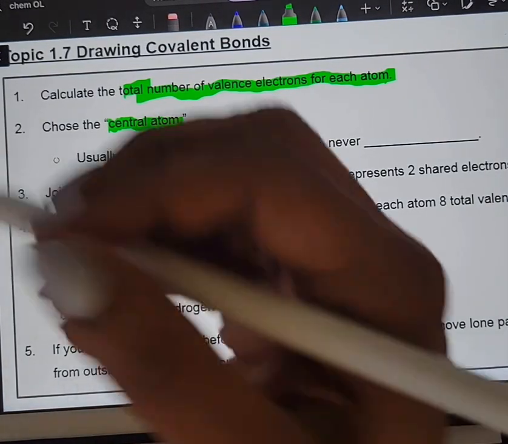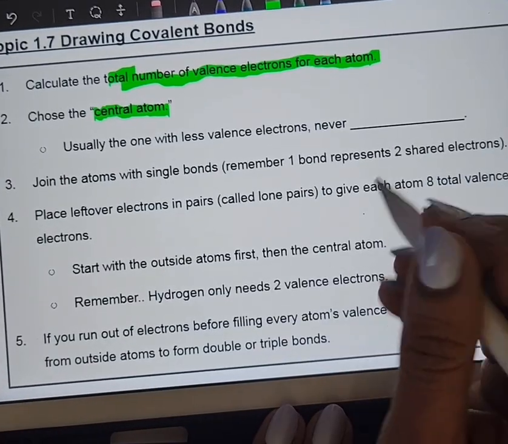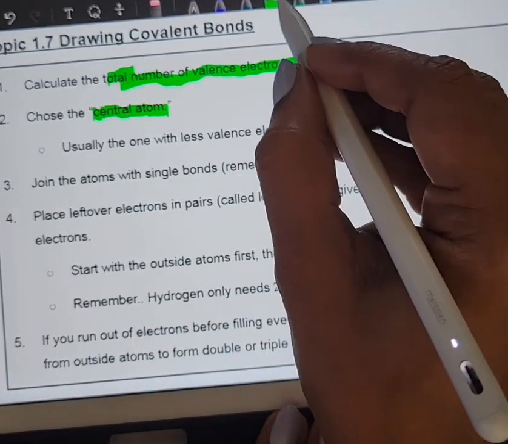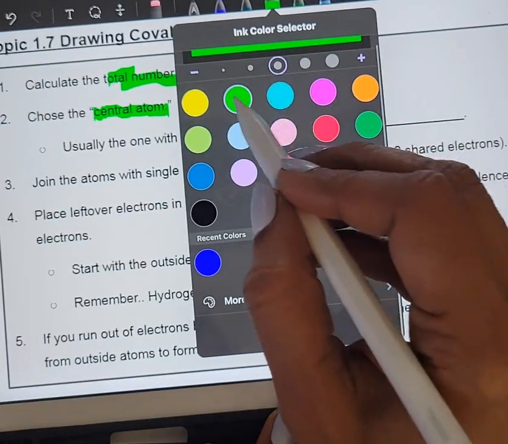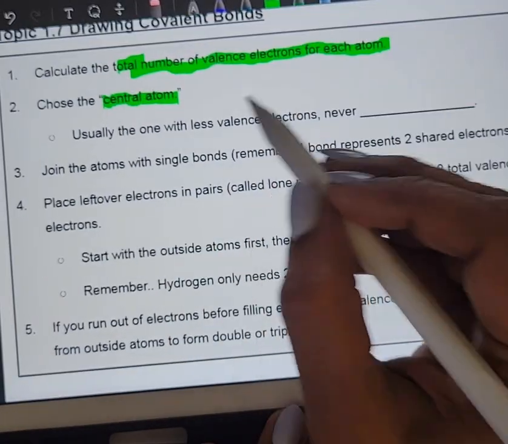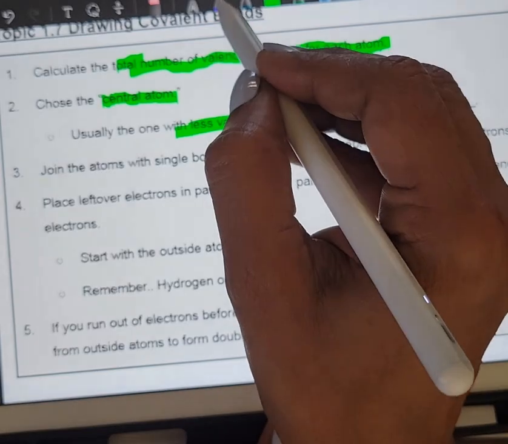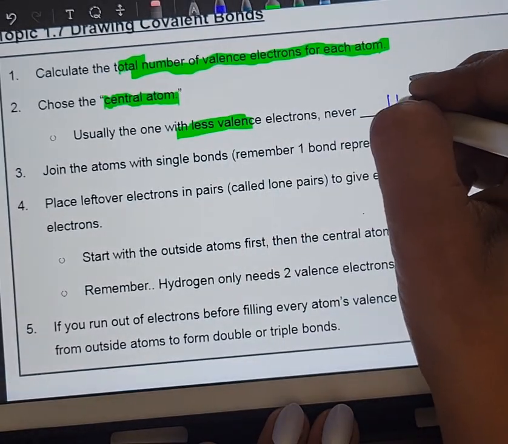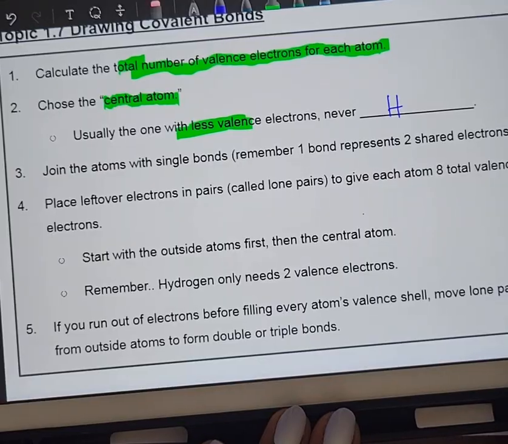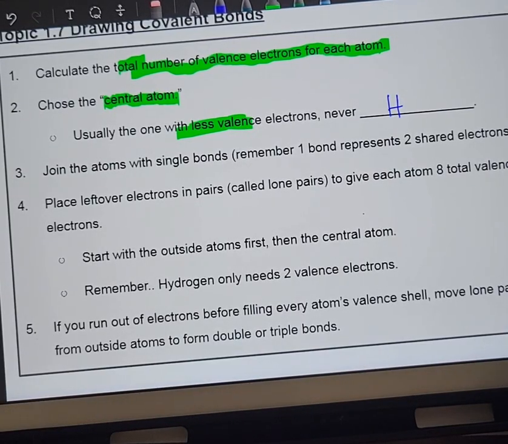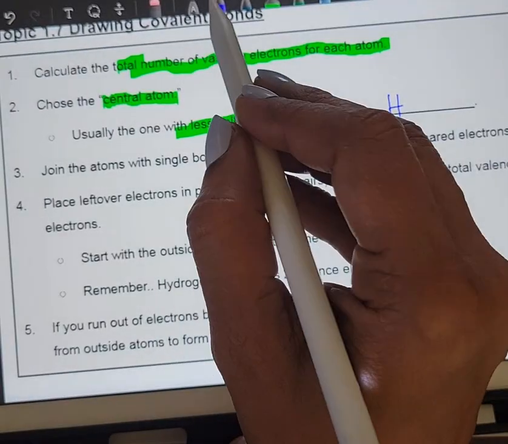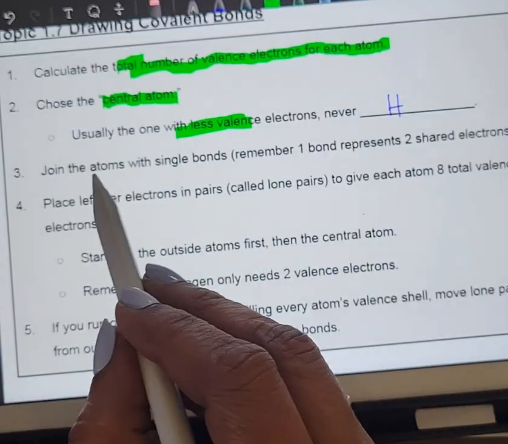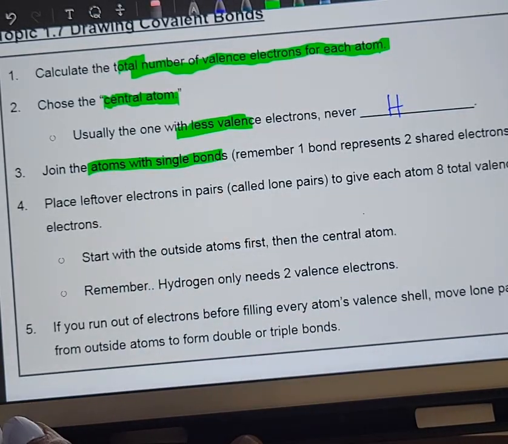Okay, so let's continue. Usually the atom which is in the center will have a smaller number of valence electrons. Only exception, hydrogen never comes in the center. Always remember, hydrogen is small. It cannot accommodate so many atoms around it, so it will never come in the center. First you have to decide the central atom, then join all the atoms with a single bond.